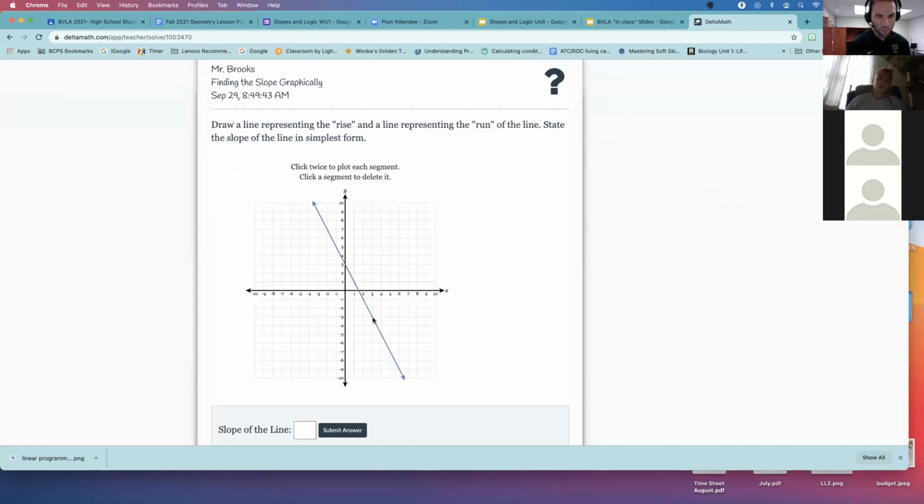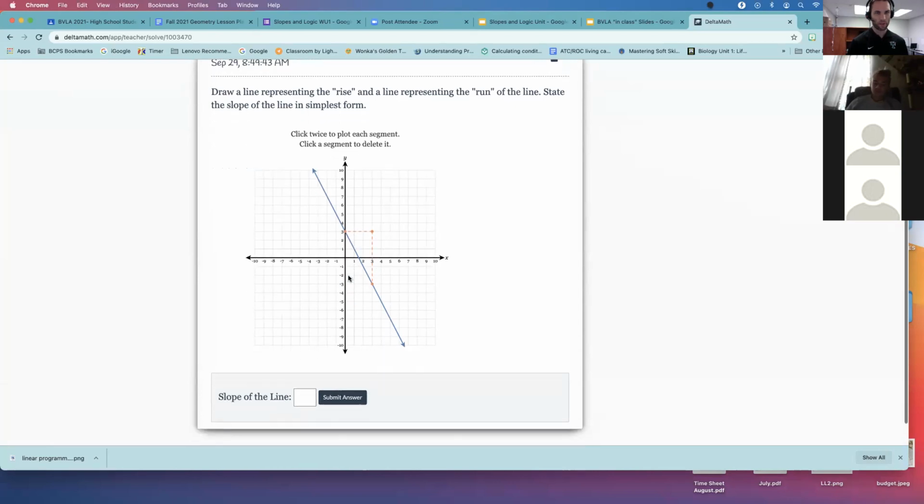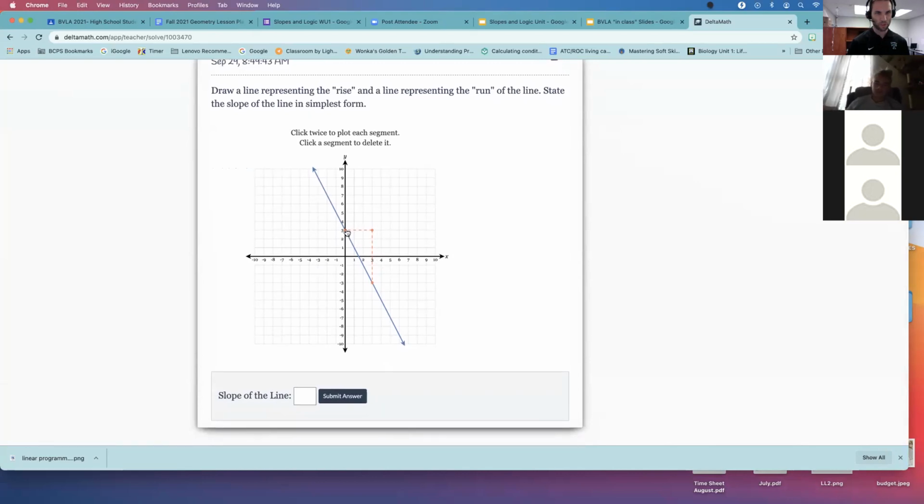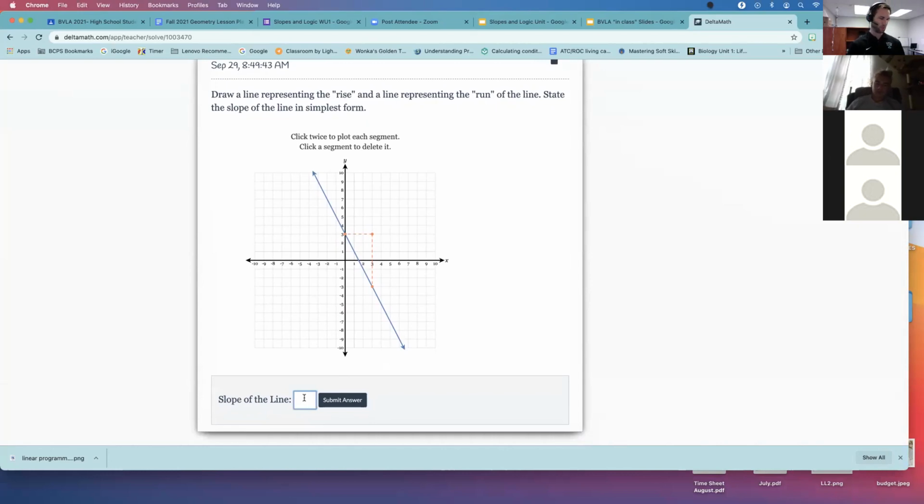so I'm gonna go here, drag up to here, and then over here, and then you count. Right, the slope of the line is the count up. 1, 2, 3, 4, 5, 6 over 1, 2, 3. Well, 6 over 3 is 2. 6 divided by 3 is 2, right?